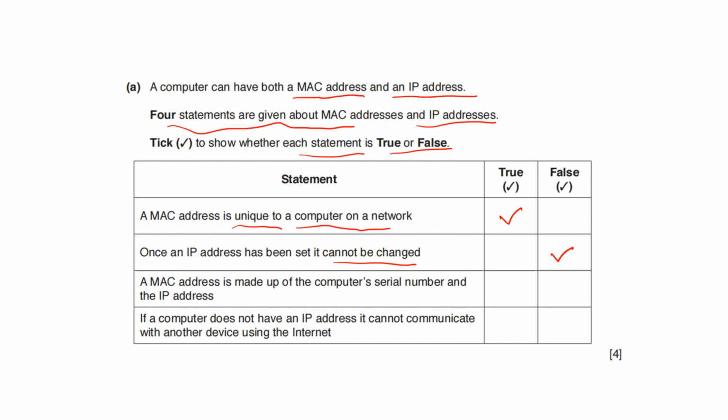Next, statement 3 is "A MAC address is made up of the computer serial number and the IP address." No, that is false. And the last option is "If a computer does not have an IP address, it cannot communicate with other devices using the internet." Yes, that is true.